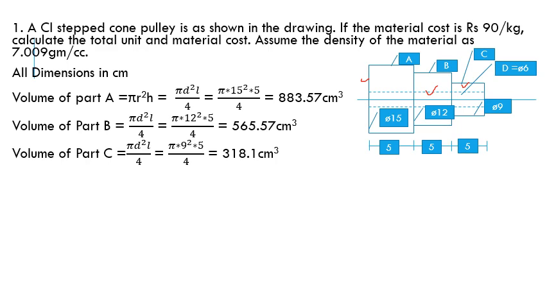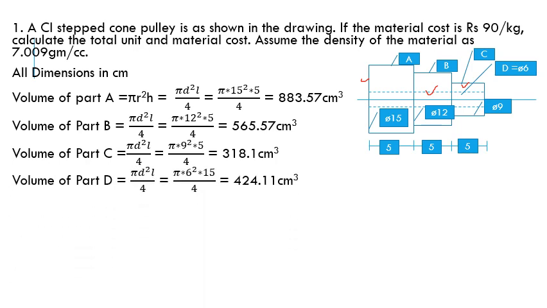The hollow part, part D. How does it look? Again, it's a cylinder only with a diameter of 6 centimeter and a total length of 5 plus 5 plus 5, that is 15 centimeter. So again, I will use the same formula, pi d squared L by 4, pi into 6 square multiplied by 15 here, because for the entire length I have to calculate it. I end up with 424.11 centimeter cube.